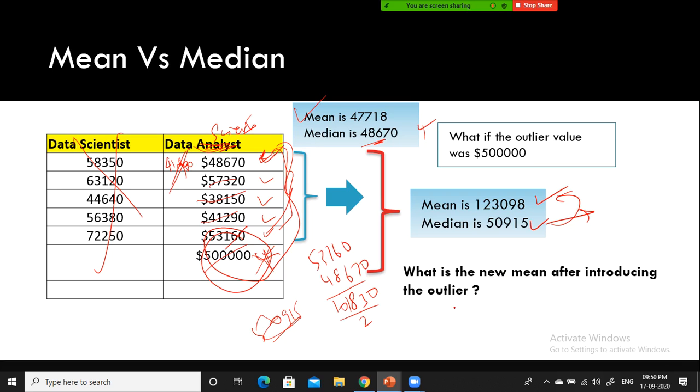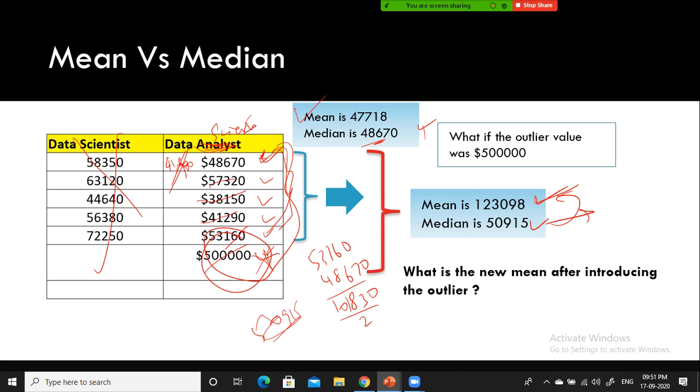What is the new mean after introducing the outlier? So the new mean is what we are getting here. The median is robust. Even though you have an outlier, the median is not skewed. Whereas the mean is sensitive to outliers because you take into account all the values. When it comes to median, you take only the middle value.